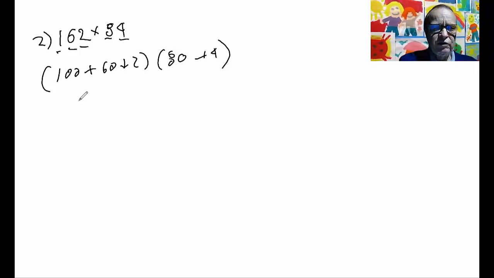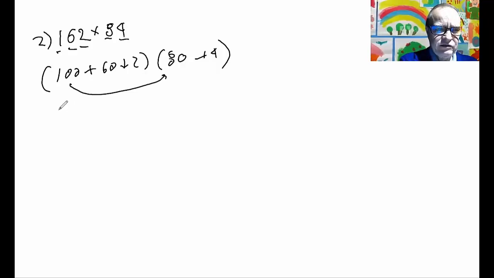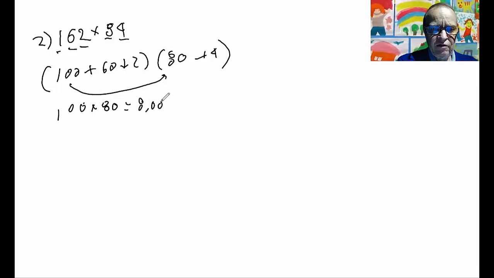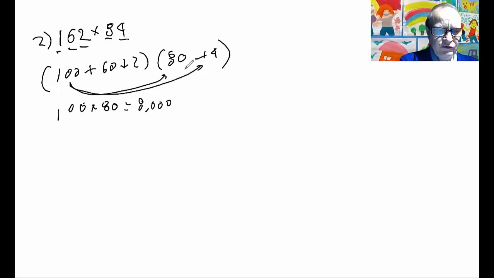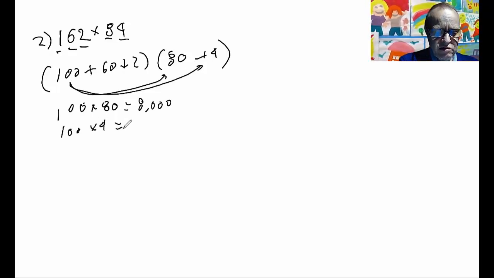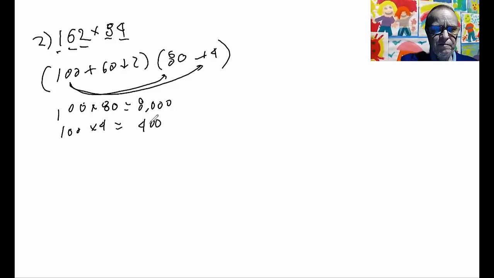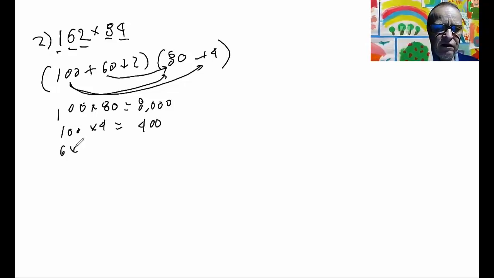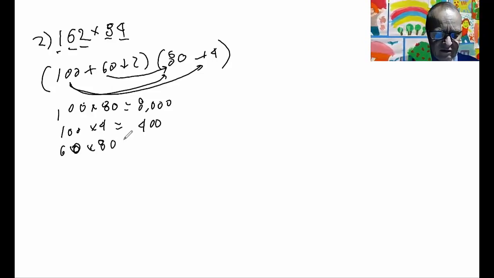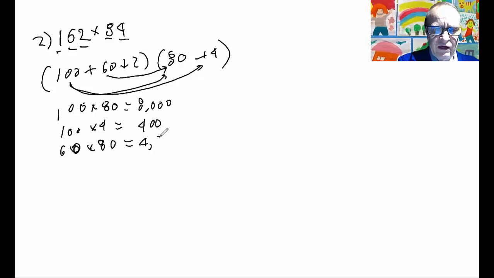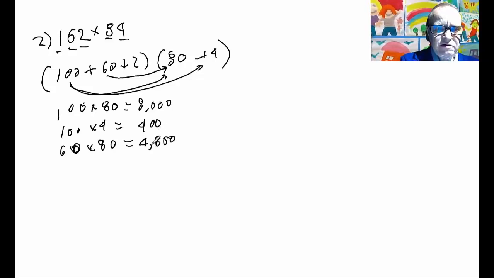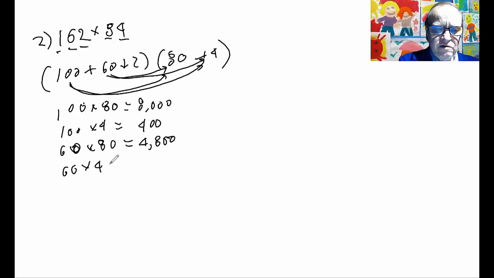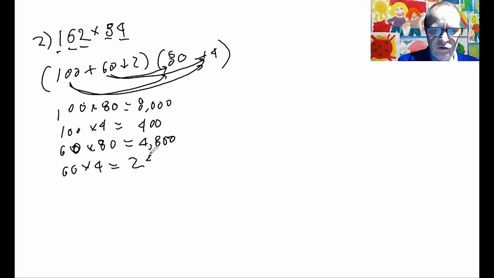And now we do the distributive property. So that's 100 times 80 is equal to 8,000. 100 times 4 is equal to 400. 60 times 80 is equal to 4,800. 60 times 4 is equal to 240.